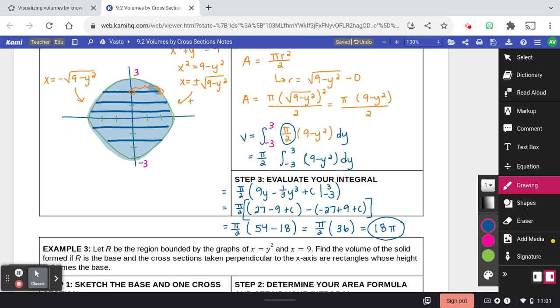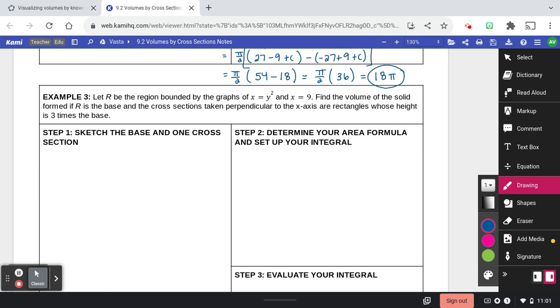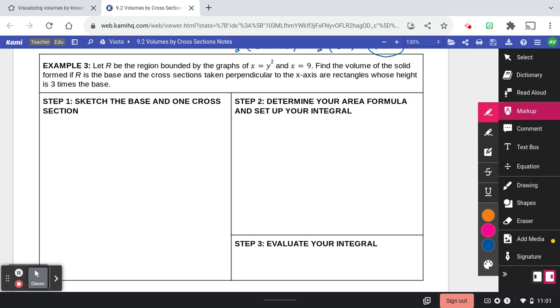Okay, let's go ahead and do another example. So now for this one, I'm going to have you actually calculate the final answer on your calculator, because we've done a few examples now where you've gotten to see how we would do this with antiderivatives. In order to make the video just a little bit shorter, we're going to go ahead and use our calculator for the next one. So it says here in the directions, let R be the region bounded by the graphs of x equals y squared and x equals 9. Find the volume of the solid formed if R is the base and the cross sections perpendicular to the x-axis are rectangles. And in that rectangle, the height is 3 times the base.